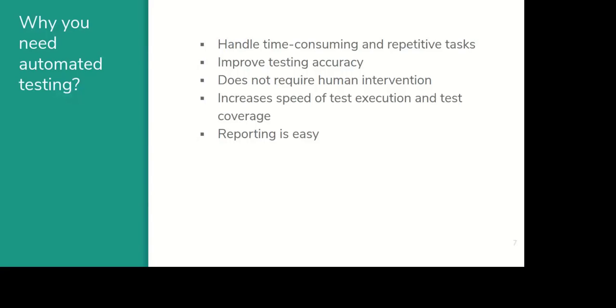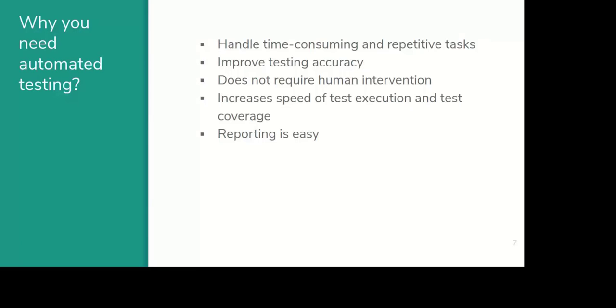Next is to improve the testing accuracy. When automation of important test cases is already implemented, the chance of missing a bug or a defect decreases since automated tests are powered by tools and scripts. So skipping a functionality during testing due to time restriction is avoided, and it eliminates human error. And it does not require human intervention. Since the test scripts are run automatically, you can run the test execution even overnight.